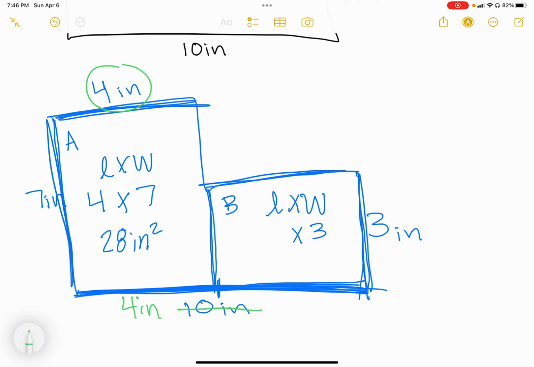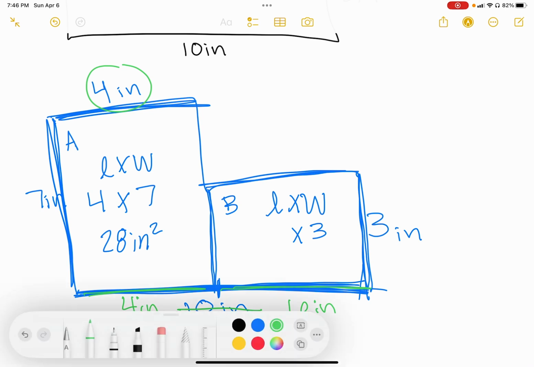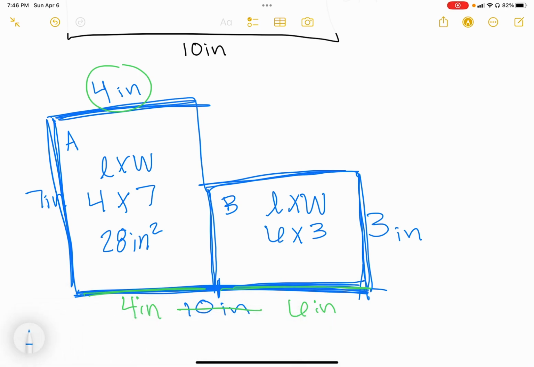I'm going to mark out this 10 because I'm splitting it up. Notice I didn't mark it out where I couldn't read it, but I split it up where I knew what it was. 4 plus what gives me 10? 6. So if this side is 4, this side has to be 6 because the total length or distance right there is 10 inches. So I know my length of rectangle B is 6. So I'm going to do 6 times 3. I know the area of rectangle B is 18 inches squared.